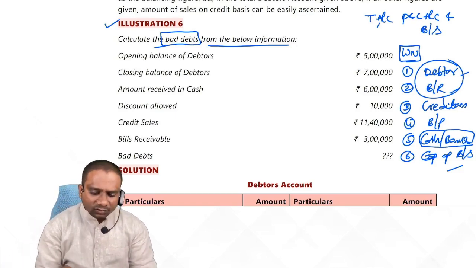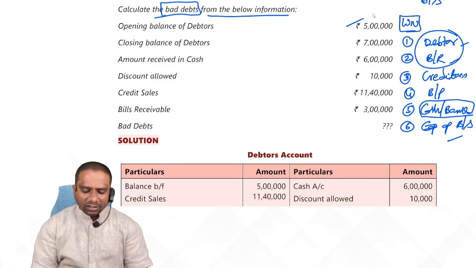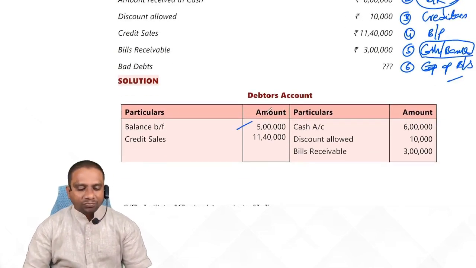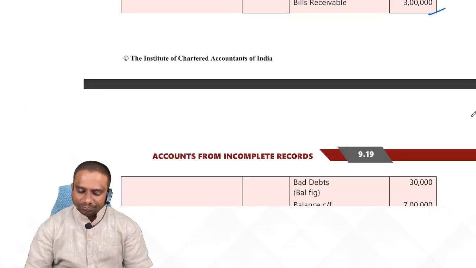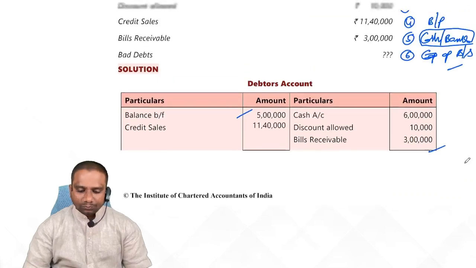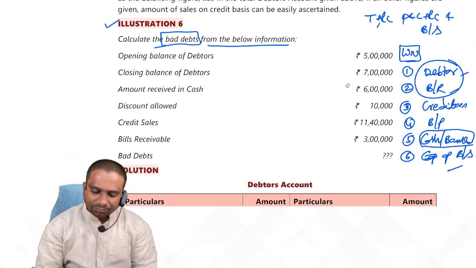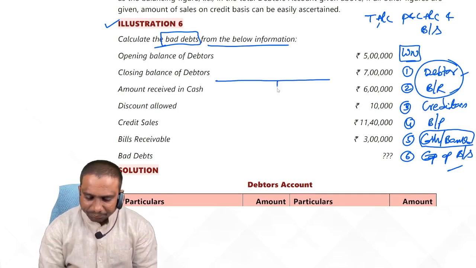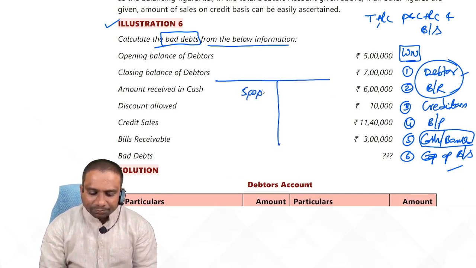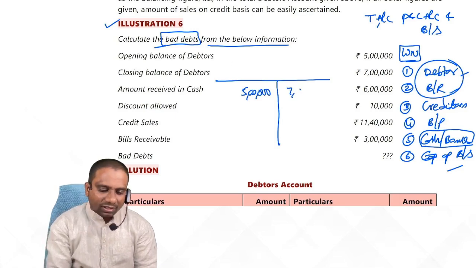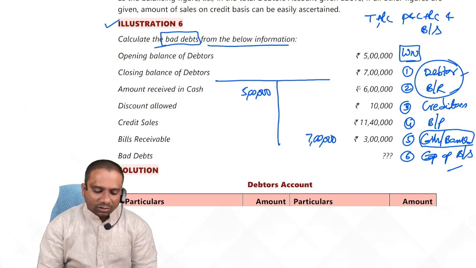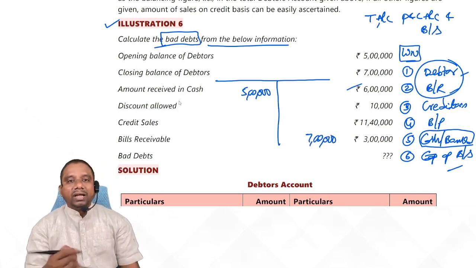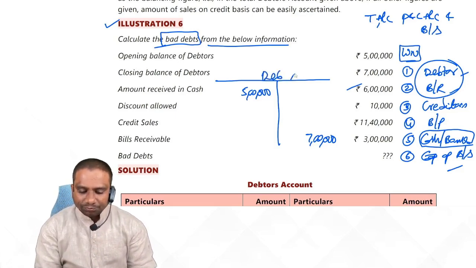Next one. See here, opening balance of debtors, balance brought down, 5 lakhs. Next one, closing balance, balance carried down, 7 lakhs. Okay, here I will prepare, just a minute. 5 lakhs is the opening balance. Closing balance is 7 lakhs. Next one, 6 lakhs is what? Amount received. Entry: bank account debit to debtor account. So 6 lakh rupees amount received.